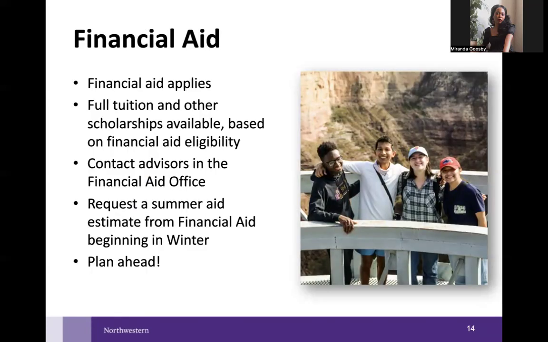A note about financial aid here. If you receive financial aid during the academic year, financial aid can apply to summer. There's also scholarship funding available based on financial aid eligibility. Feel free to contact the financial aid office if you want to talk through your options. The advisors in the office work with all of our study abroad students and are super knowledgeable and a great resource in the process. You will also be able to request a summer aid estimate from financial aid, and please consult their website for more information on this process. Just please be sure to plan ahead. It's not too late to start thinking about summer financial aid, not at all.